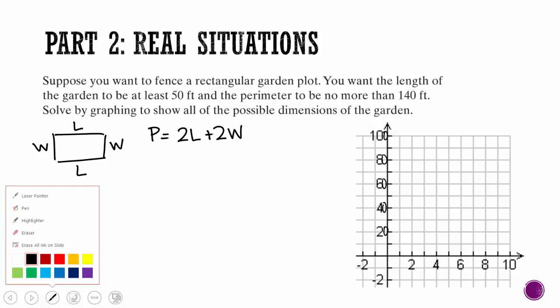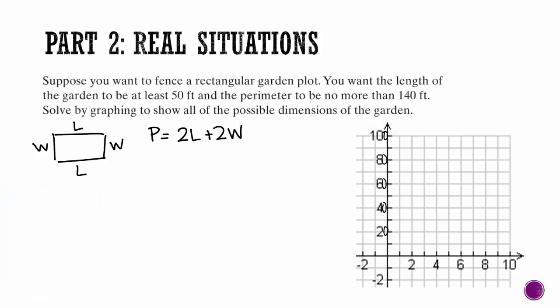So let's tackle the first equation. We want the length to be at least 50 feet. So length, or L, you could make this X if you really wanted to, needs to be at least 50. So we would be okay with it being exactly 50. We would not be okay with it being anything less than that, so we need a greater than or equal to symbol here. And this is going to be one of the equations that we graph.